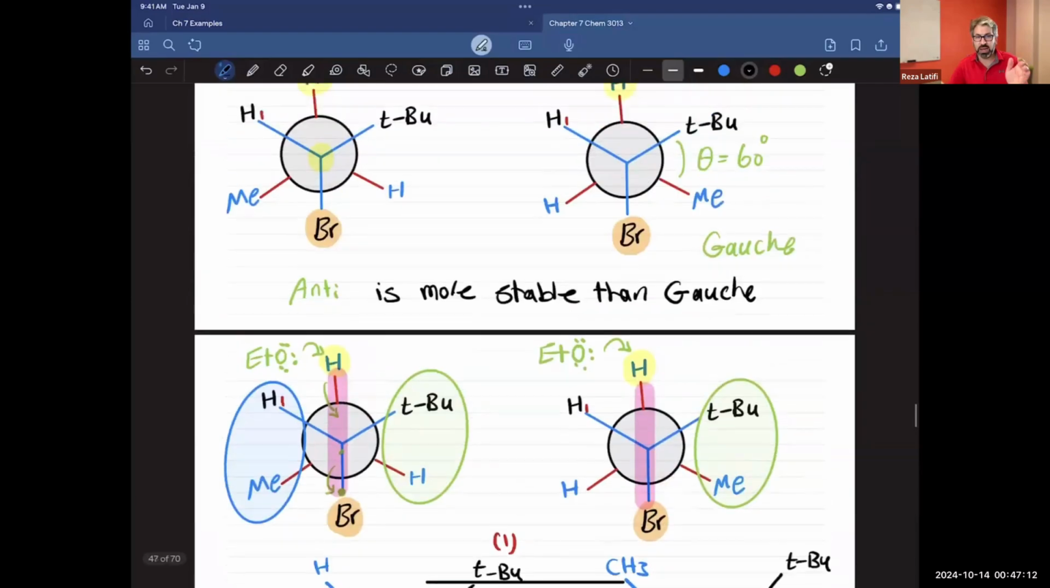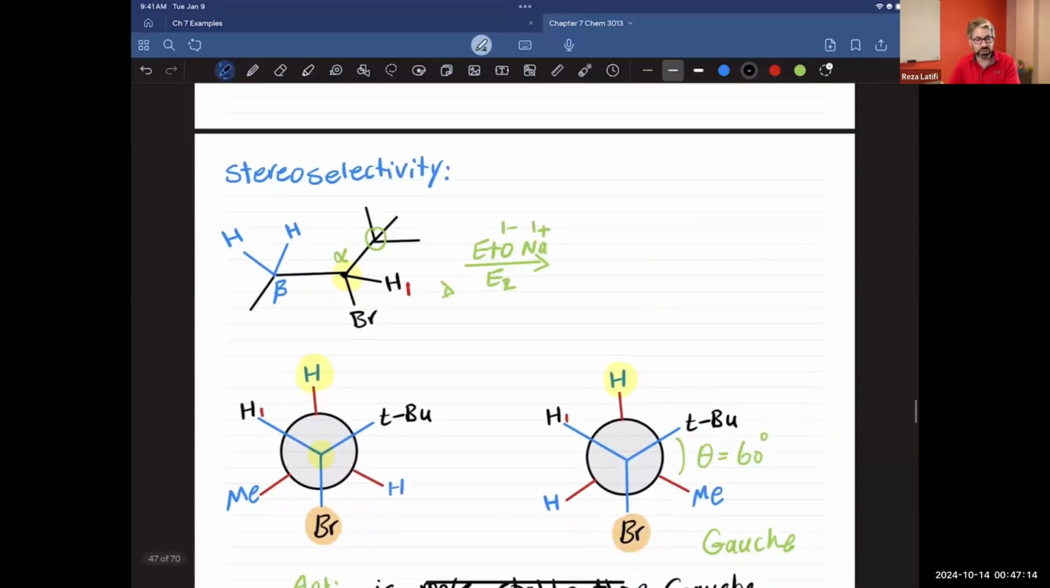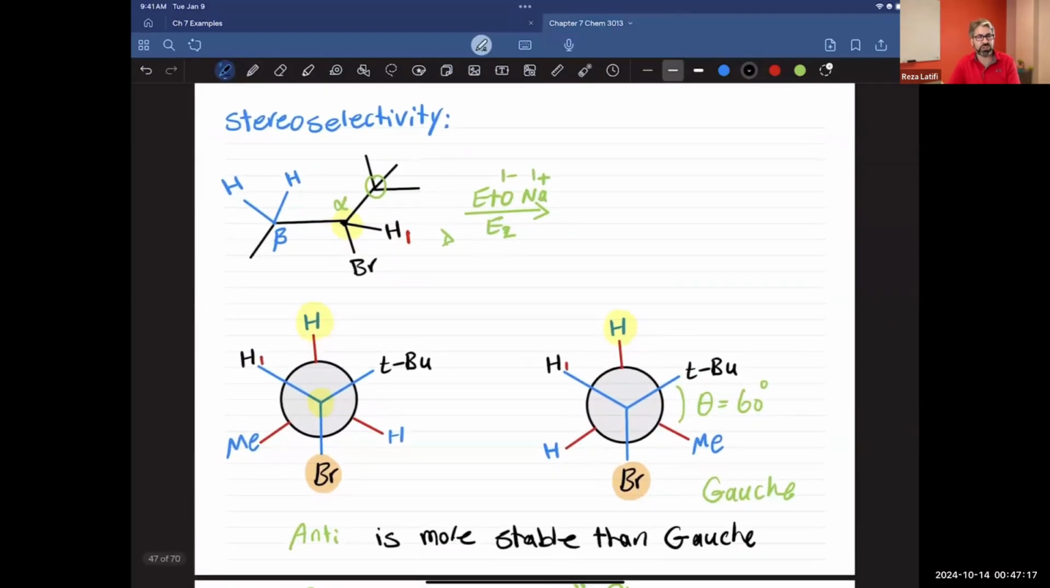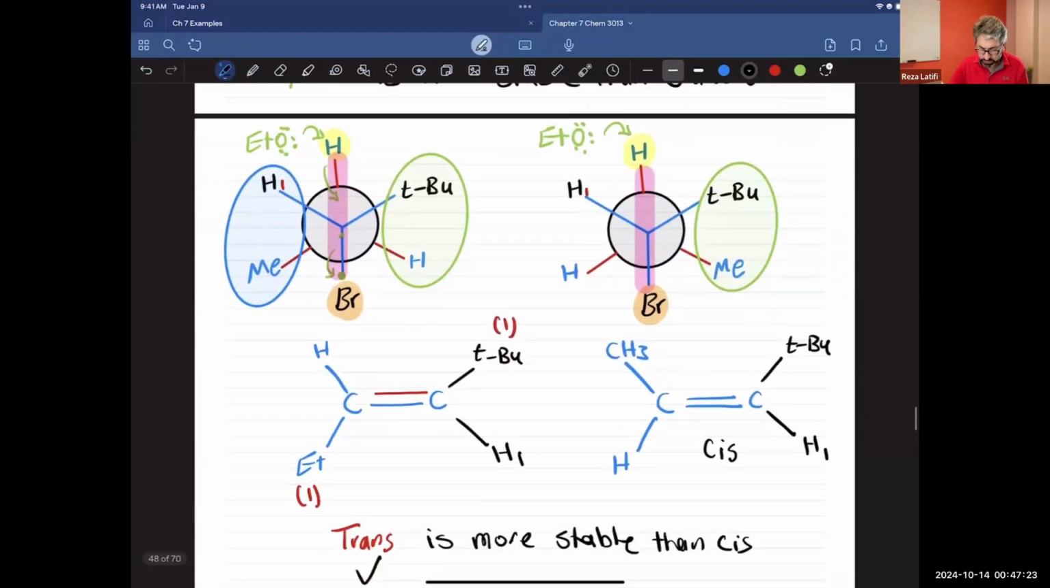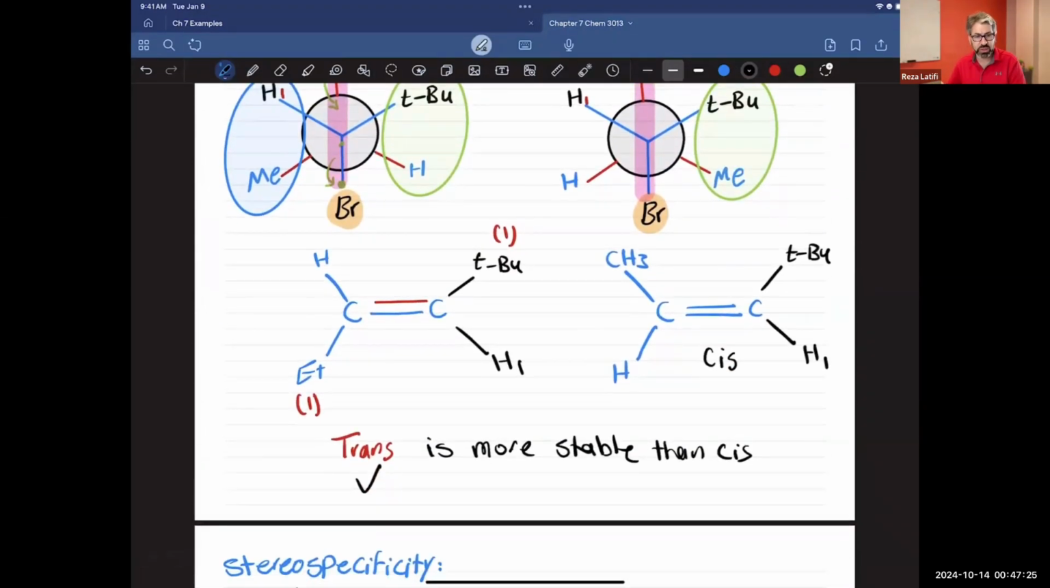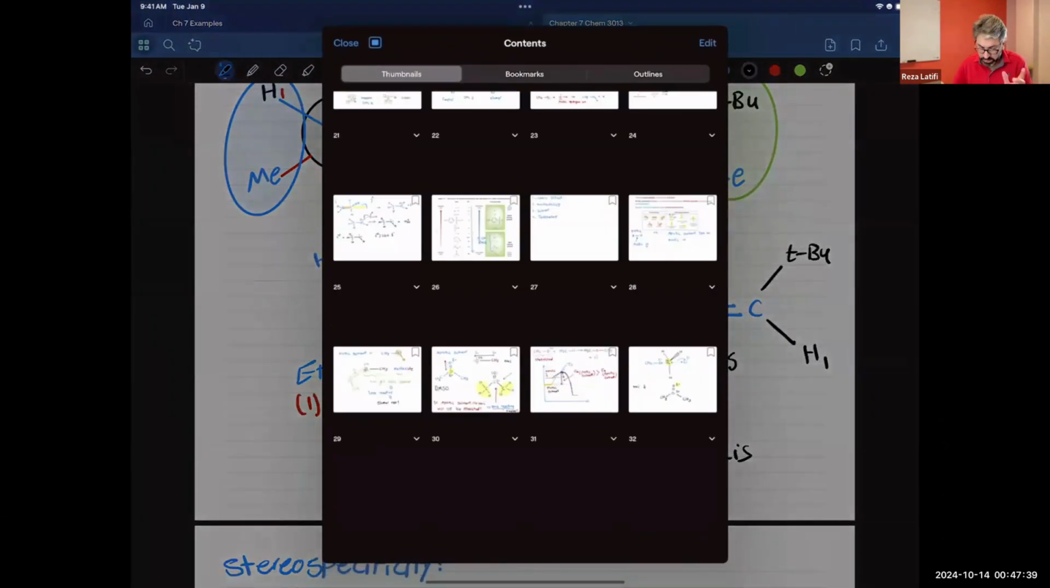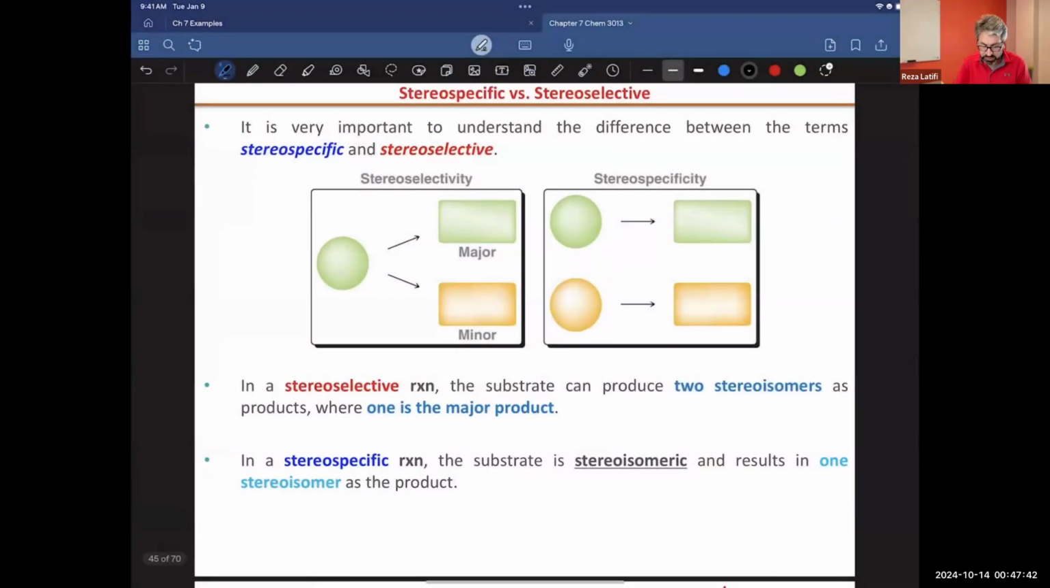Okay, so in this case, I started with technically anti and gauche conformations, and the reaction is favoring one of the products, the trans versus the cis. Trans is favored. In this case, we say we have stereoselectivity. The reaction favored the trans versus cis. Remember, we started from the same substrate, but we got two different products, and one of them is major. Which one? The trans one.